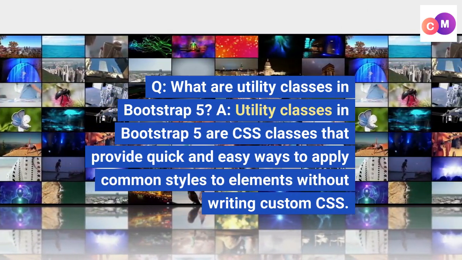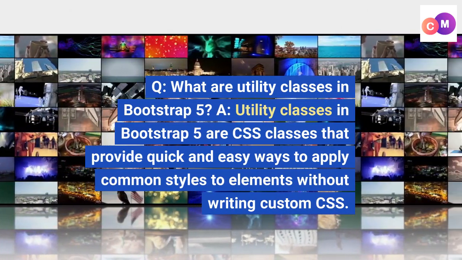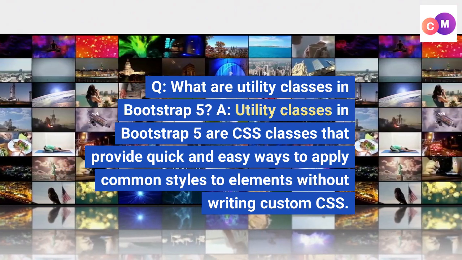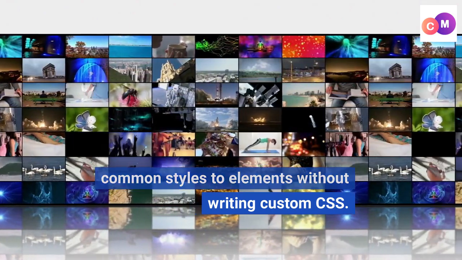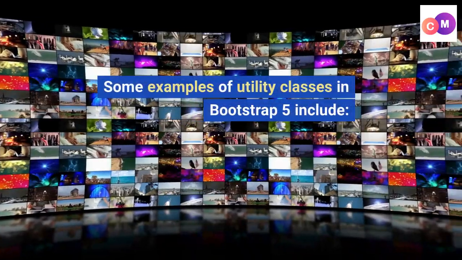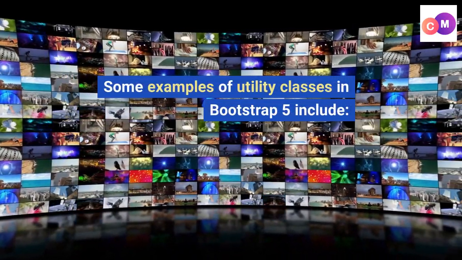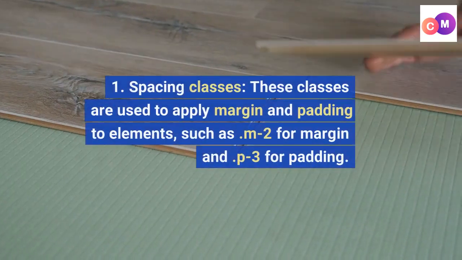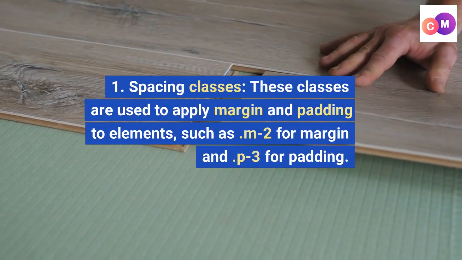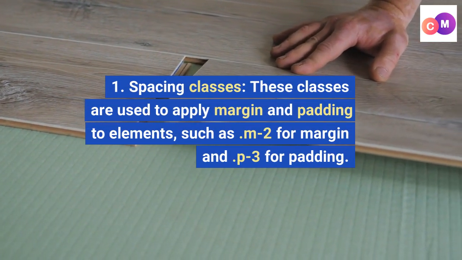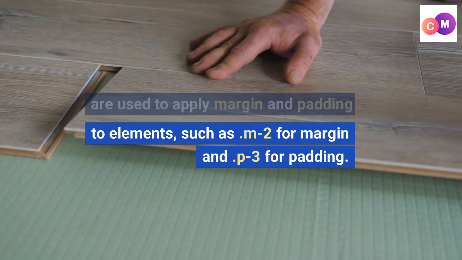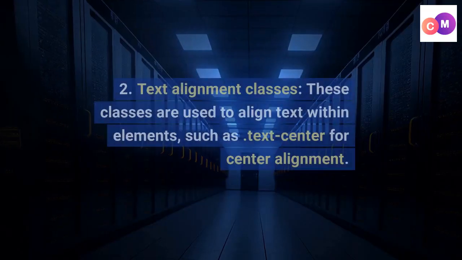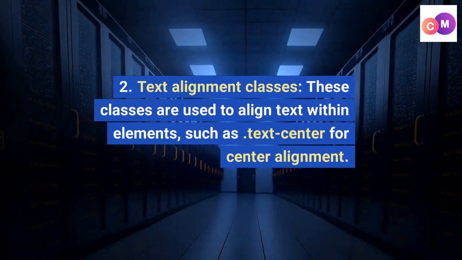A. Utility classes in Bootstrap 5 are CSS classes that provide quick and easy ways to apply common styles to elements without writing custom CSS. Some examples of utility classes in Bootstrap 5 include 1. Spacing classes. These classes are used to apply margin and padding to elements, such as m-2 for margin and p-3 for padding.